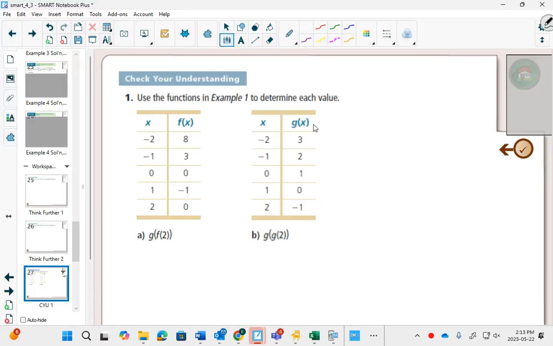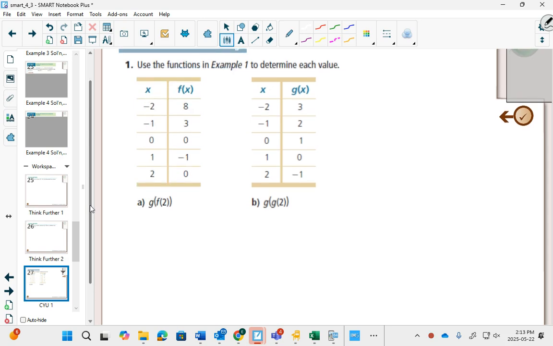So g of f of 2, and again, if we connect this to what we were doing at the beginning, it means you could draw two little machines, like that person had in their garage. And it's going to go into f first, and whatever answer comes out goes into g. That's what g of f of 2 says.